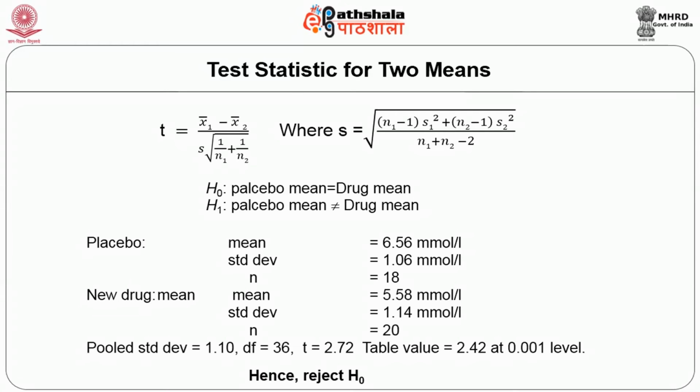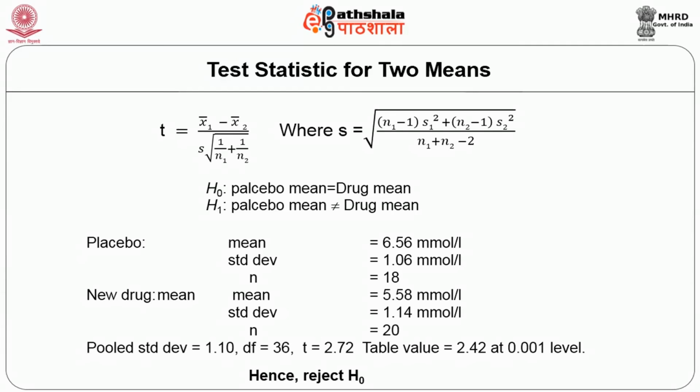The experiment is conducted on 2 groups, one is a placebo group and another is a new drug group, where a cholesterol lowering drug has been given, and they want to see whether using this drug, the cholesterol level will decrease or not. In the placebo group, 18 subjects were considered, and in the drug group 20 subjects were considered. In the placebo group the mean value is 6.56 millimolars per liter with a standard deviation of 1.06 millimolars per liter, and in the drug group the mean is 5.58 millimolars per liter and the standard deviation is 1.14 millimolars per liter, with a number of subjects of 20.